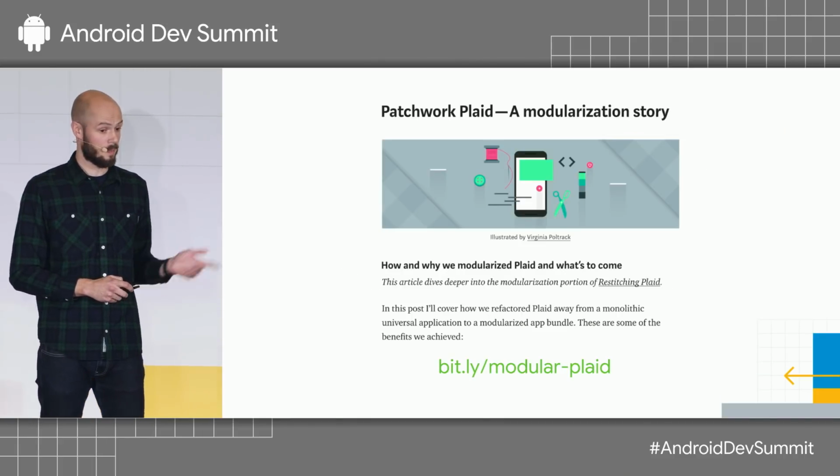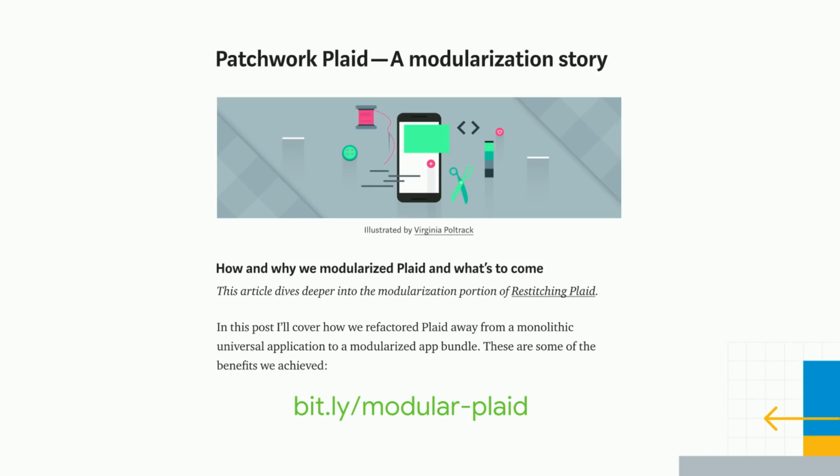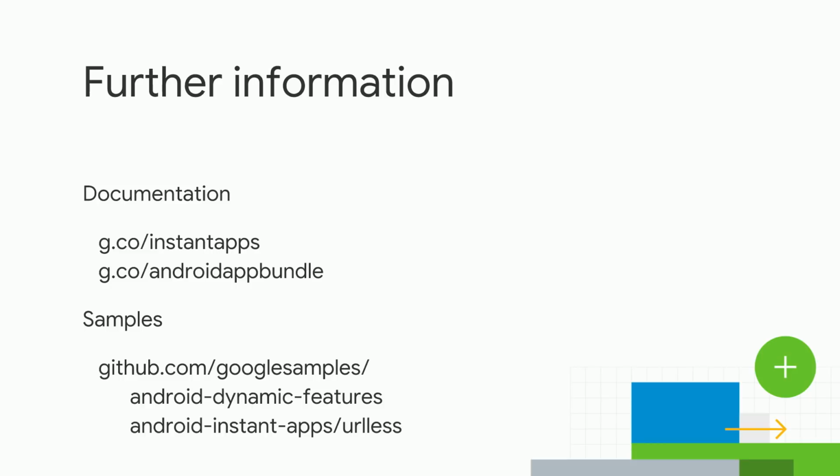You can read up more in-depth on a blog post on the Android Developers Medium blog publication. And also, we do have information available on instant apps in general and on App Bundle, as well as samples on Android dynamic features, as well as how to use instant app without URLs.